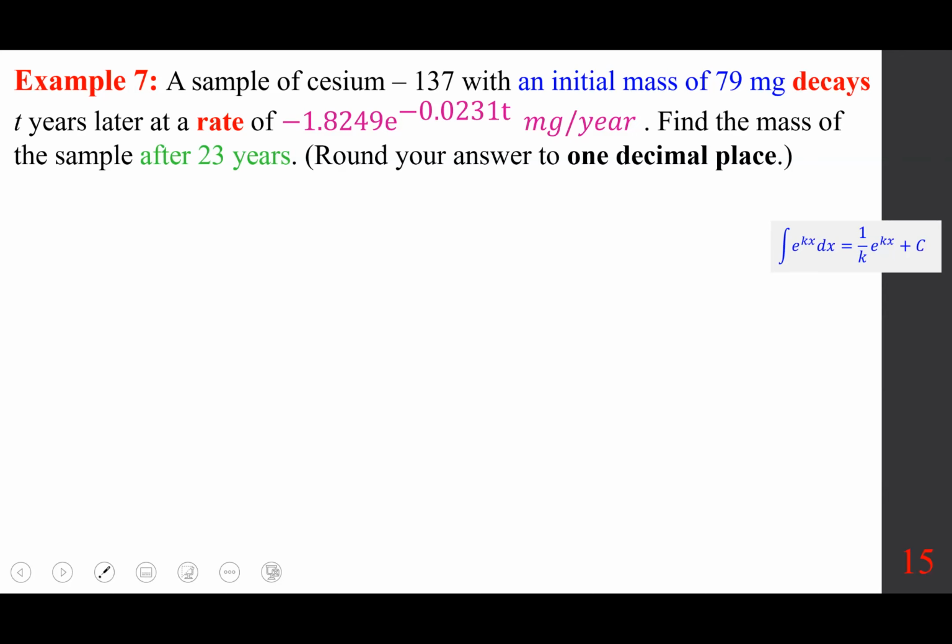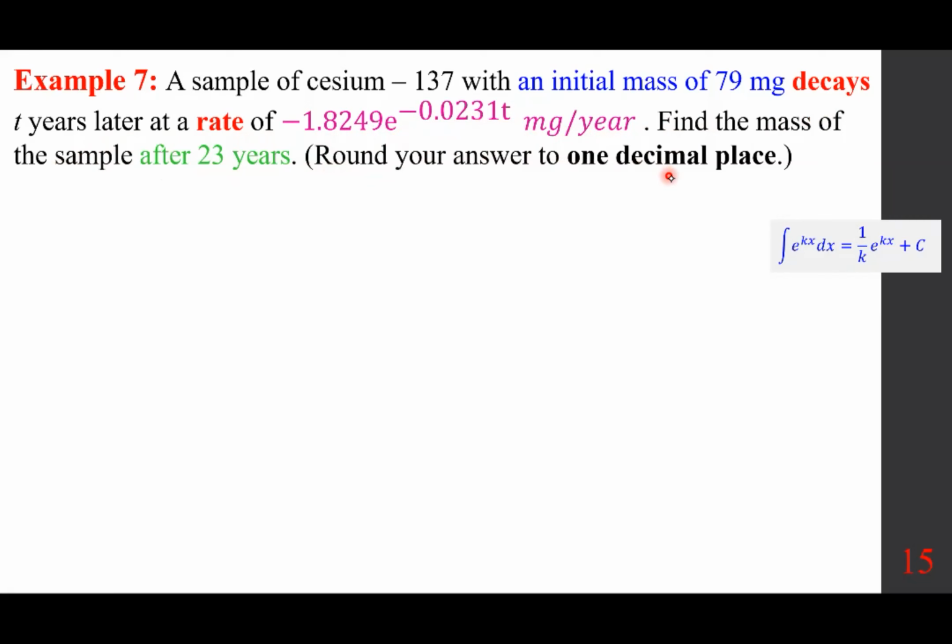A sample of cesium-137 with an initial mass of 79 milligrams decays T years later at a rate of negative 1.82949 e to the power of negative 0.0231 T milligrams per year. Find the mass of the sample after 23 years and round your answer to 1 decimal.